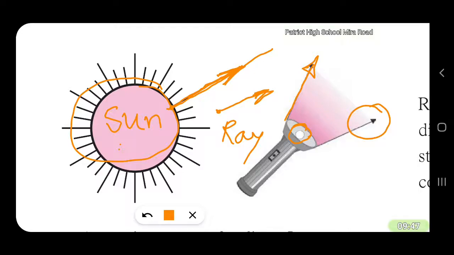So a ray of a light has a dot as the source. This is the source of energy or light, and this extends up to infinity. So this is a ray. A ray has a source point and arrowhead to show that it can go up to a very long distance which is not measurable. So this is a ray.